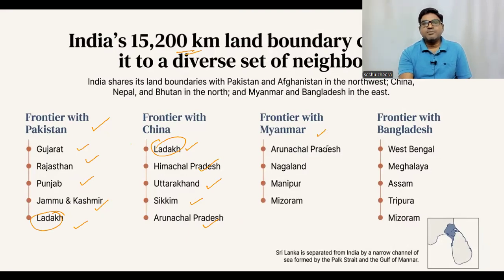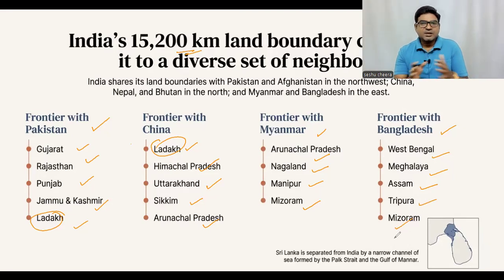The states that share a land boundary with Myanmar, as we have seen on the eastern side, are Arunachal Pradesh, Nagaland, Manipur, and Mizoram. The states that share a boundary with Bangladesh are West Bengal, Meghalaya, Assam, Tripura, and Mizoram.